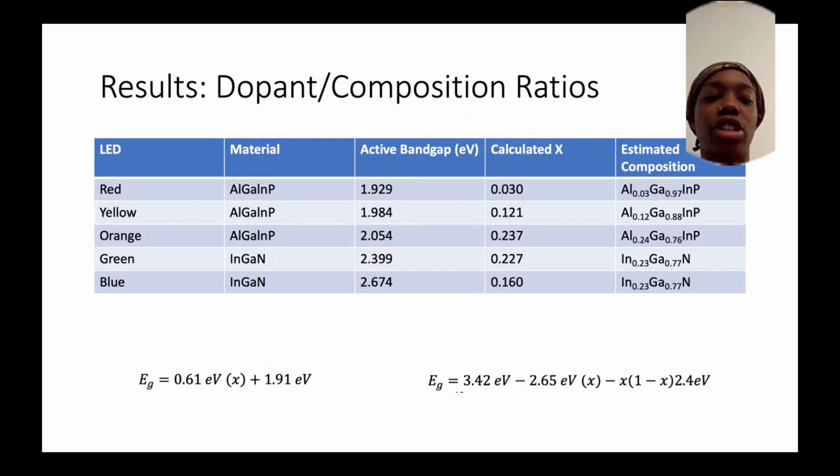And since yellow has a shorter wavelength and higher energy than red, it makes sense that yellow would have a larger aluminum fraction. For the green and blue LEDs, the material was treated as InGaN, and the green LED had a higher indium fraction than the blue LED. This also makes sense because increasing indium lowers the band gap, which shifts the emission toward a longer wavelength. So the composition result supports the main idea that changing the semiconductor composition changes the band gap, and changing the band gap changes the color of the light emitted.